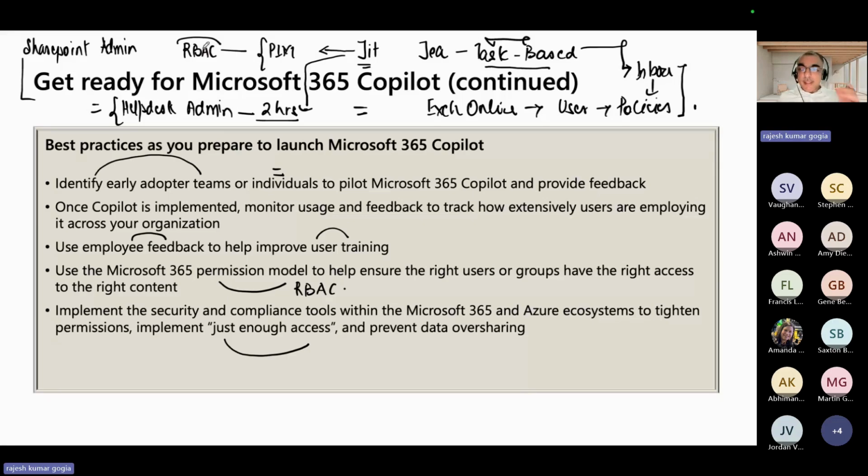So in all these cases, it's always a good approach to help ensure the right users have access to the right content. That is why just enough access. And it really helps prevent data oversharing. Why? Because of the permissions. And this data oversharing can be restricted with the help of DLP, data loss prevention.